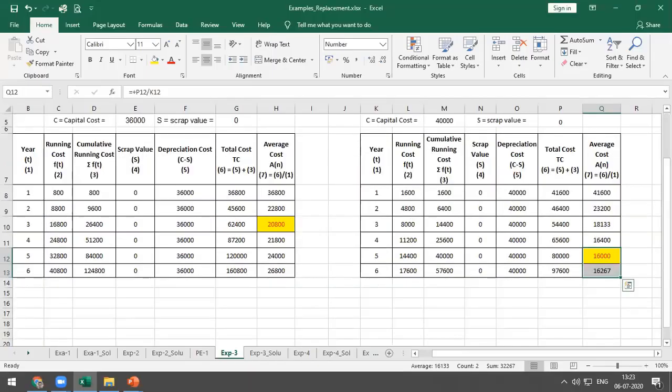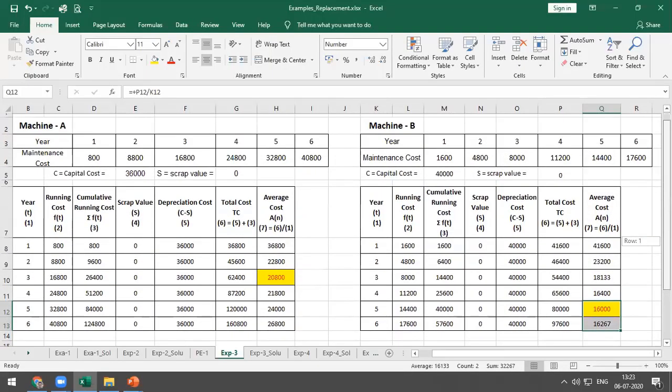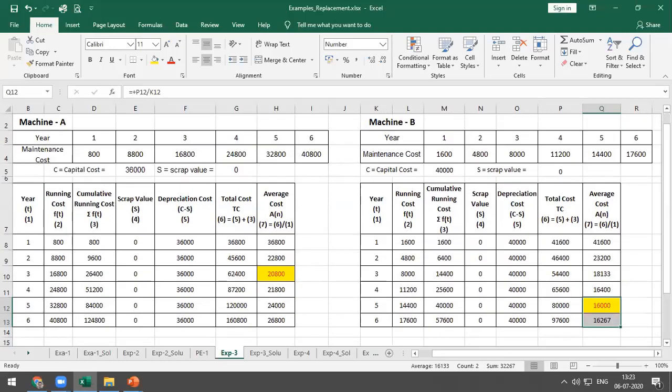Now can anybody tell me, from this comparison, at what time we have to replace machine A compared to the data of machine B? Unmute your mic and answer, please. Do not put that on the chat box, just answer by unmuting your mic. You can unmute your mic on your own.